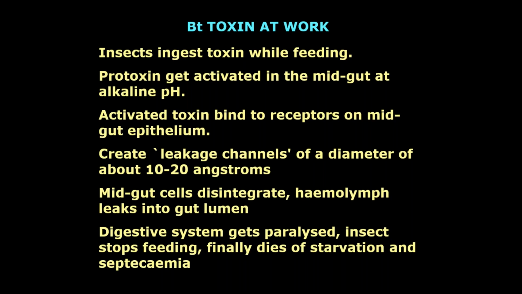The same thing that I have just explained, here it is in writing. The insect ingests the toxin. The protoxin gets activated in the midgut at alkaline pH. The activated toxin binds to receptors on the midgut epithelium. It creates leakage channels or pores. All the midgut cells disintegrate. The hemolymph leaks, and because the digestive system is paralyzed, the insect stops feeding and finally dies of starvation and septicemia.